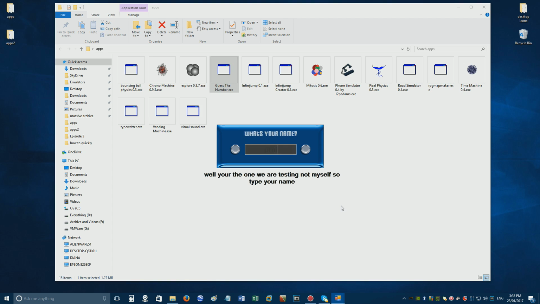You're the one we are testing, not myself, so type your name, then start rubbing your mouse on the left energy crystal followed by the right energy crystal until both of them turn black, and then we will begin the testing process.